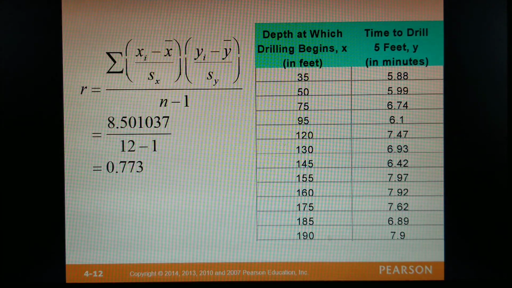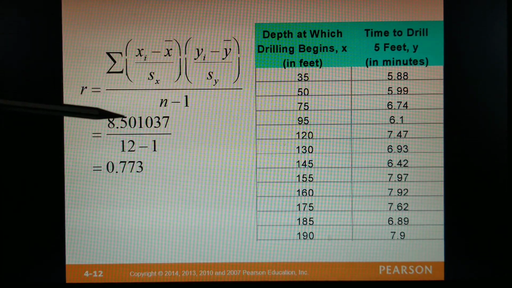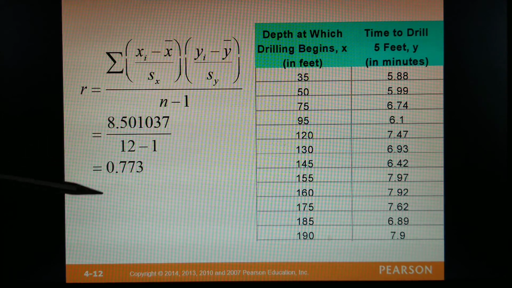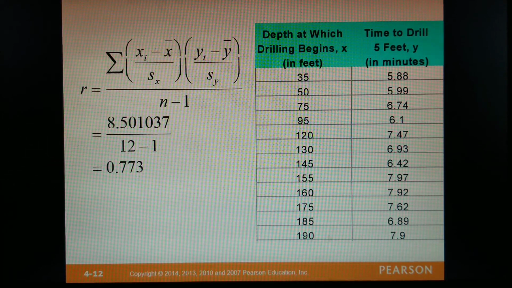And then you divide by n minus 1. There were 12 data points, so we divide by 11. And look at that, the same r that our calculator gave us a minute ago when all we had to do was run a LinReg t-test.